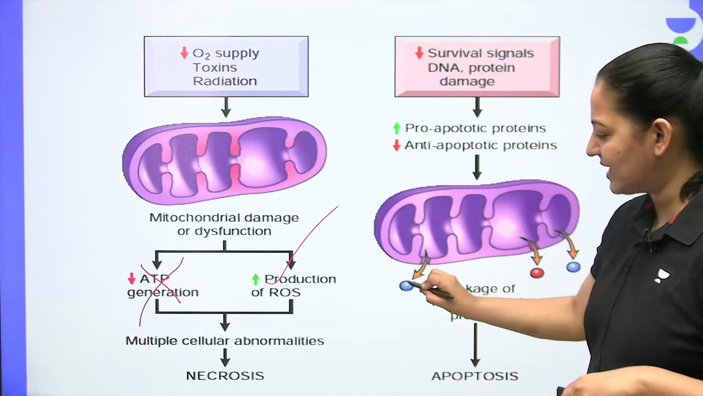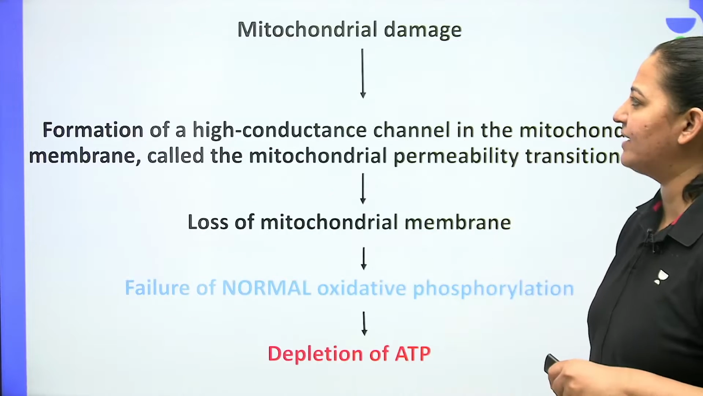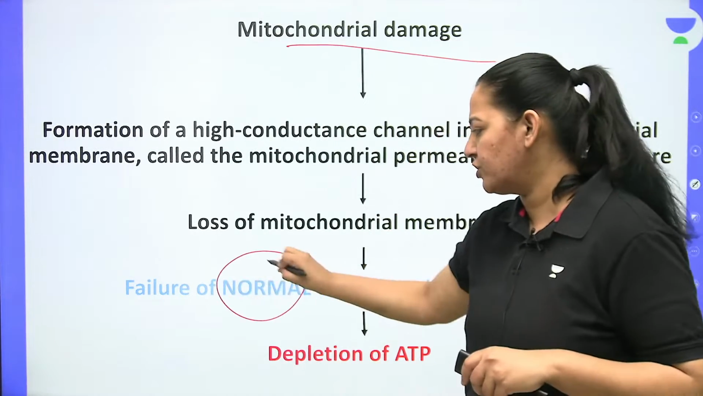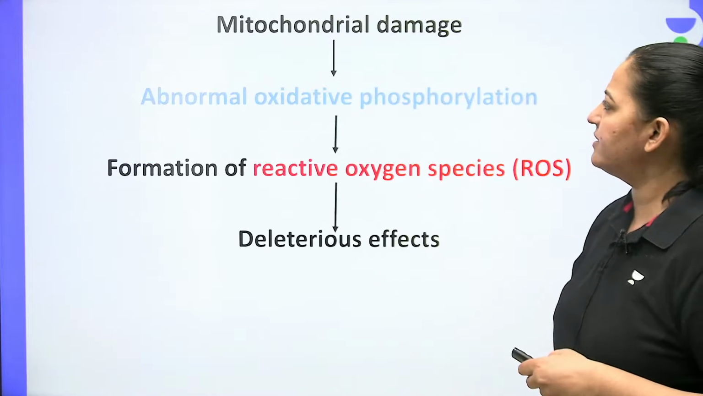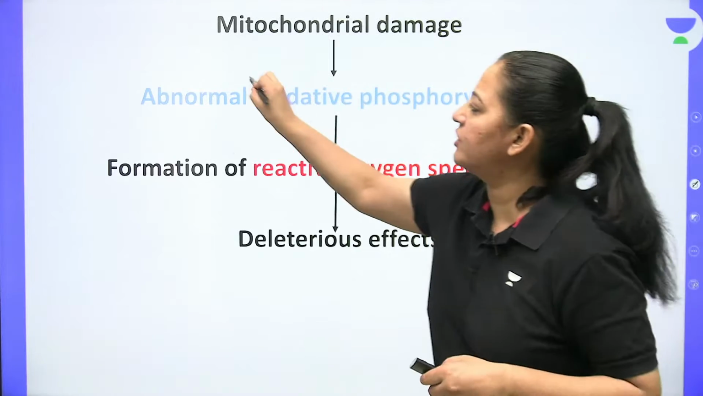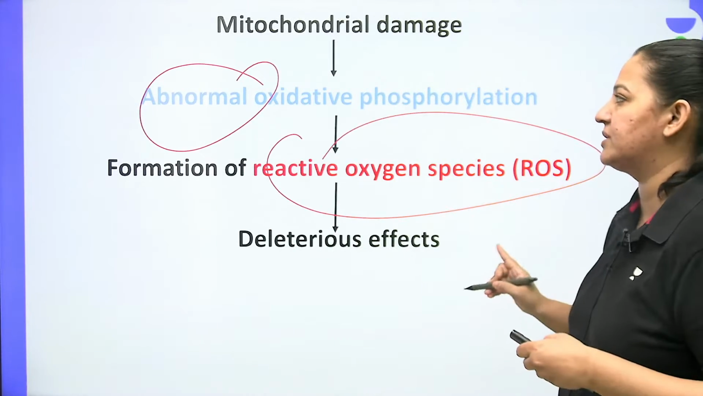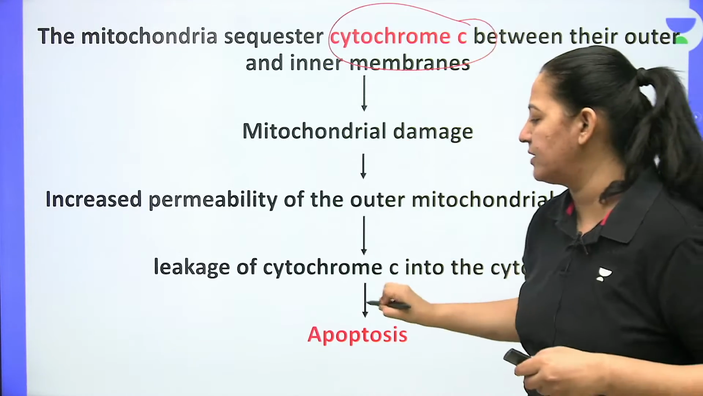And the third thing, you can see cytochrome C is leaking out, which is causing apoptosis. So these are the three things. Write three flowcharts. Mitochondrial damage, normal oxidative phosphorylation does not take place, so no ATP formation, the first thing. And the second, abnormal oxidative phosphorylation will take place. So ROS are formed. ROS is reactive oxygen species. And the third one, it is release of cytochrome C, which will cause apoptosis.